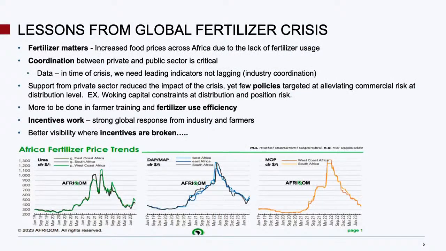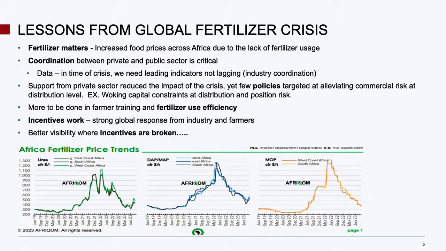And the other bigger lesson, I would say, is incentives work, right? We've gone through a major shock to the food system. And on the fertilizer side, Russian suppliers figured out a way around sanctions. International firms figured out ways to increase production. Farmers around the world responded. We came out of this quickly because incentives work. But we've also seen areas where incentives got broken.